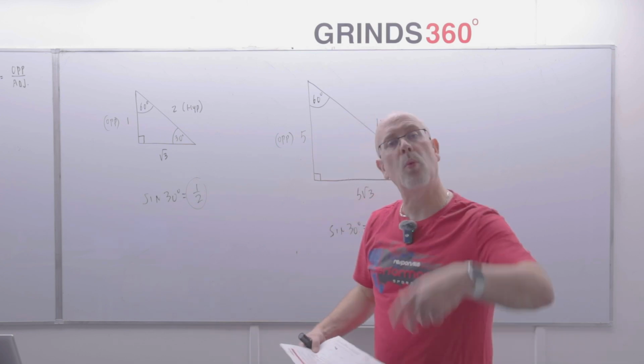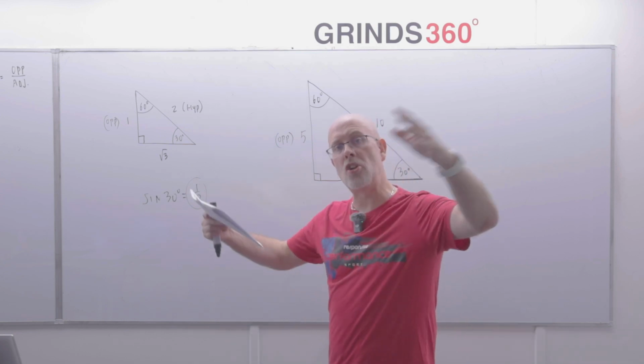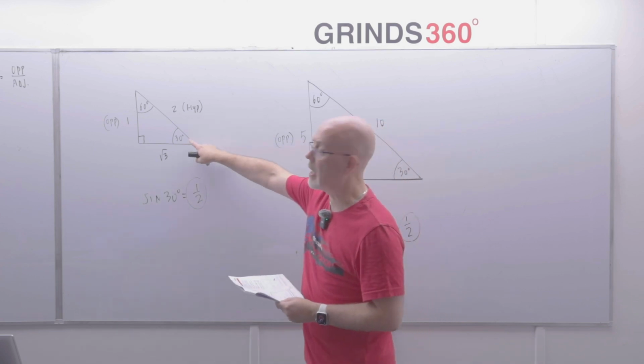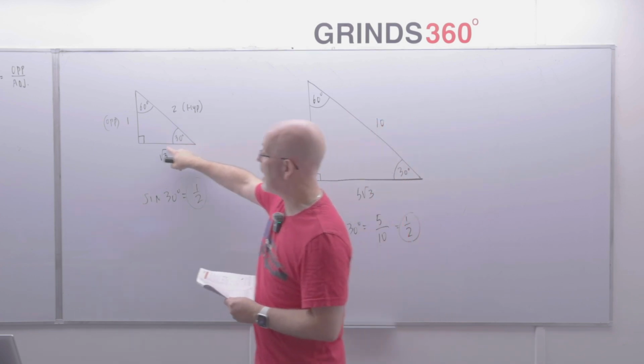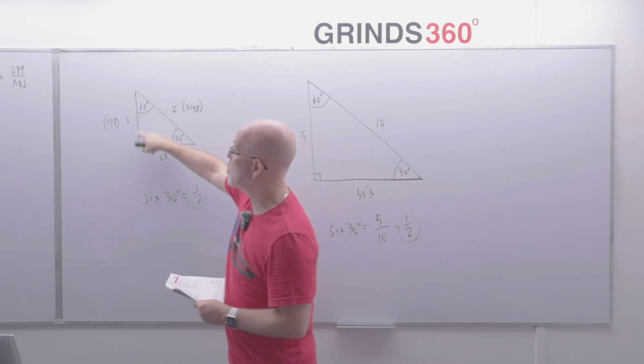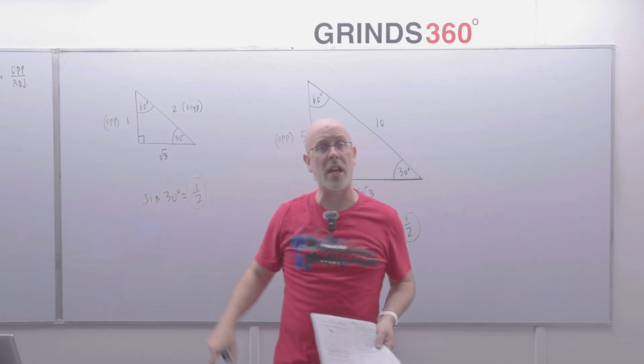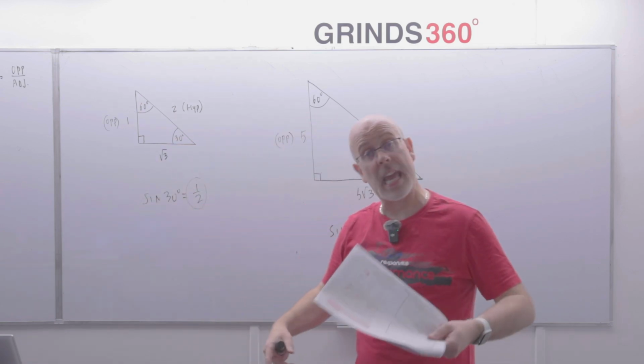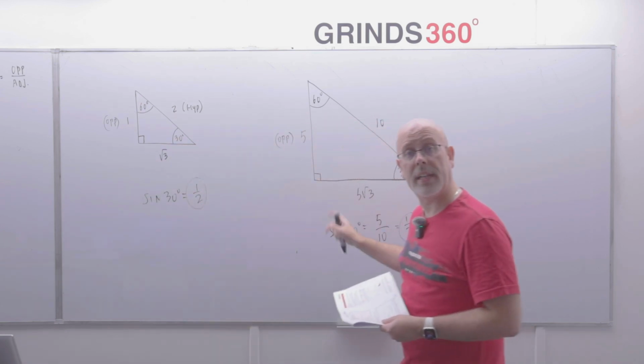So if you had a real world problem, for example, an enormous triangle with a 30-degree angle down here, if you knew what that distance was, you'd be able to work out what this distance was, because you know the ratio between them is the same as it is in that triangle there or that triangle there.